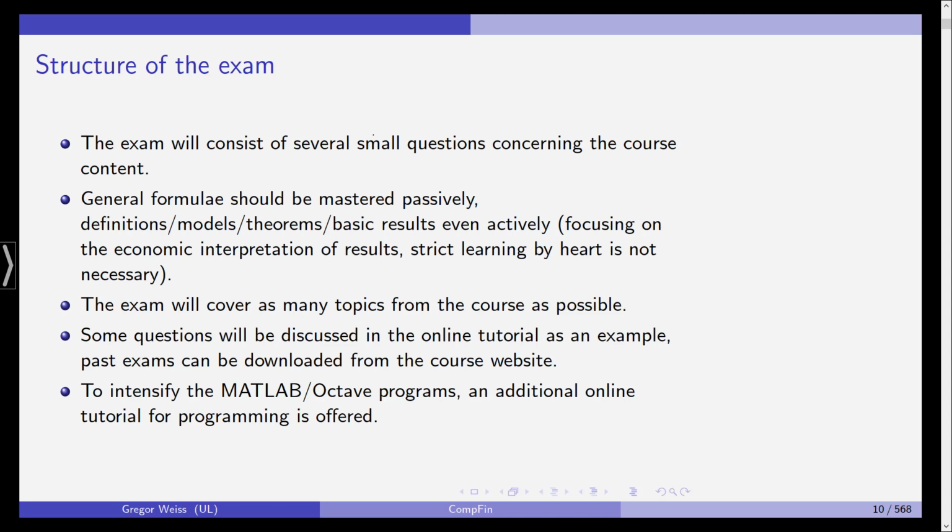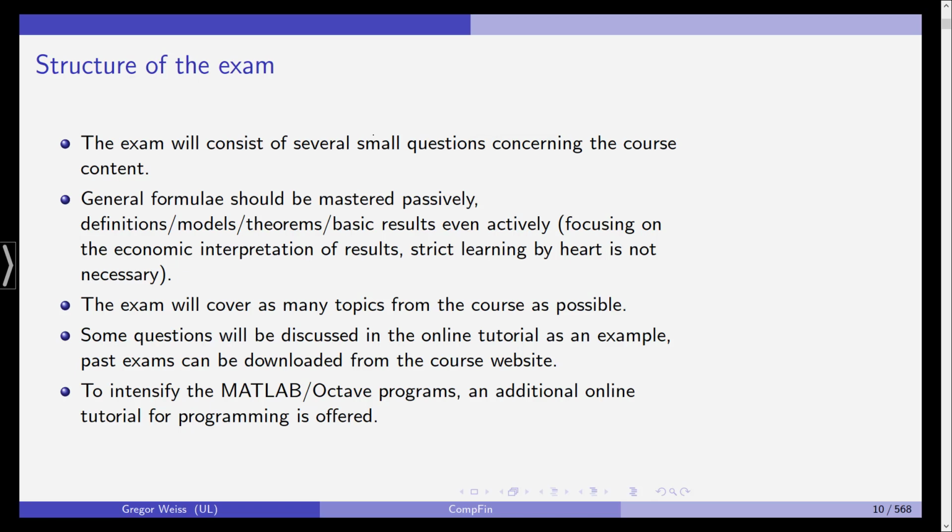Okay, now let's imagine we have a normal exam at the end of the semester. What will the exam look like? The exam will consist of several small questions that will cover the whole course. I'm not a big fan of large questions, because if you haven't learned one part of the lecture and the large question is taken from that part, the whole exam goes down the drain. So I try to include all the sections and all the parts of the lecture in the exam.